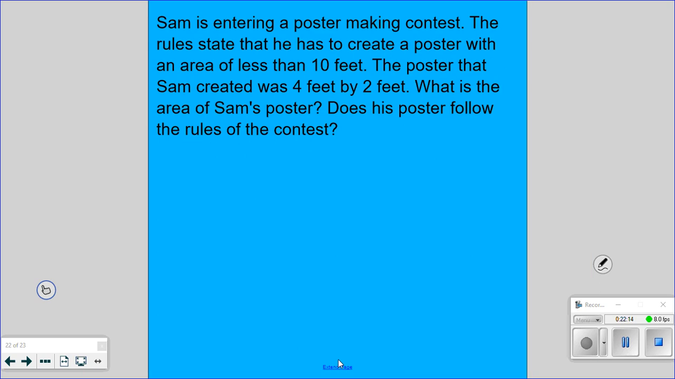Sam is entering a poster making contest. The rules state that he has to create a poster with an area of less than 10 feet. The poster that Sam created was 4 feet by 2 feet. What is the area of Sam's poster? Does his poster follow the rules of the contest?